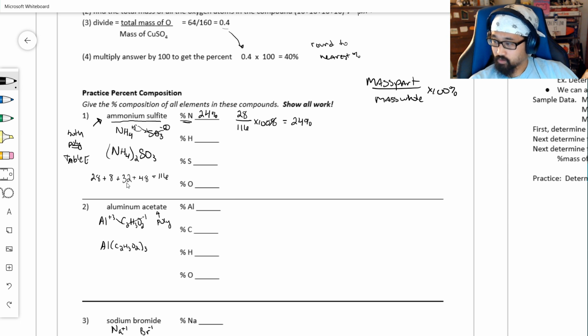If I want to do it for H, I need to do that 8 that I put down there, that's the mass of the H. So I have 8 over the mass of the whole thing, which didn't change, guys. I'm just going to multiply by 100%, and I get 7%. For sulfur, I'm going to do 32 divided by 116 times 100%. And I'm going to get 27%, I believe. Should be, now, must be 28%.